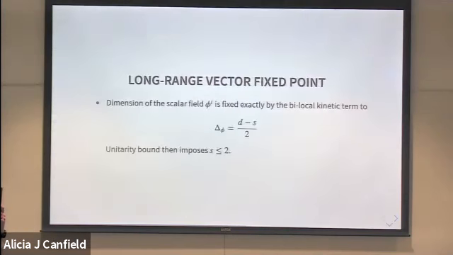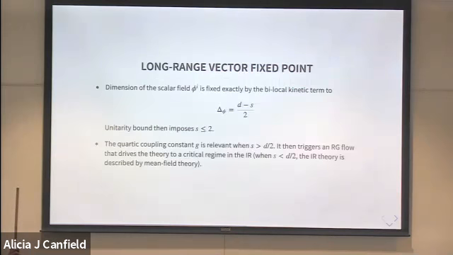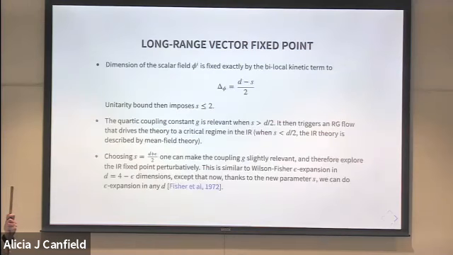All right. The bilocal kinetic term actually fixes once and for all the scaling dimension of the field phi. So this isn't going to be affected by any interaction. And then you can use this delta phi to calculate the dimension of the quartic coupling constant. You determine that it's relevant when s is bounded from below by d over 2. And if s is smaller than d over 2, then the infrared theory is just free.